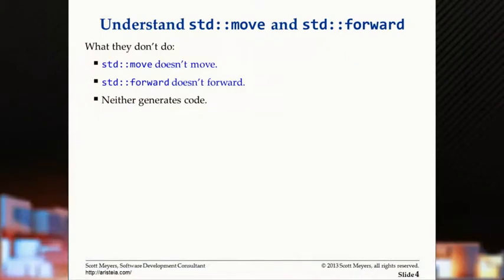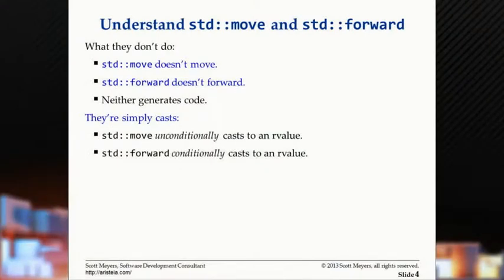And I'm going to start by telling you what they don't do. So what you need to know is std::move doesn't move. std::forward doesn't forward. In fact, neither one of them do anything from a runtime perspective. They generate absolutely 0 code. So now that you know what they don't do, it's kind of relevant to figure out what they do. They are casts. All they do is talk to the type system. They don't do anything else at all. In particular, move is an unconditional cast to an rvalue. That's all it is. And forward is a conditional cast to an rvalue.